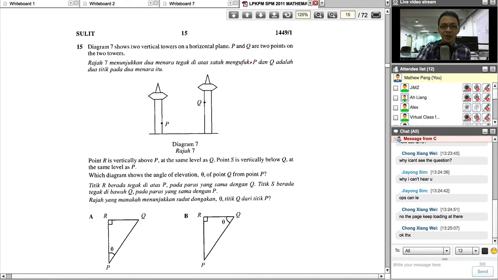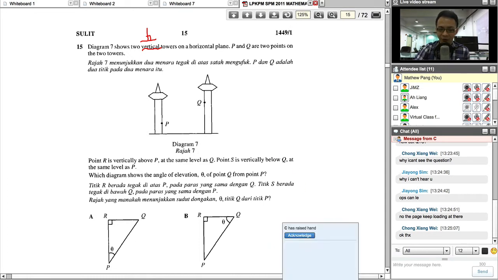Alright, over here you've got two vertical towers. When I say vertical, I mean they are 90 degrees from the ground. This is the meaning of vertical, on the horizontal plane. So you've got P and Q, which are 2 points on the two towers.